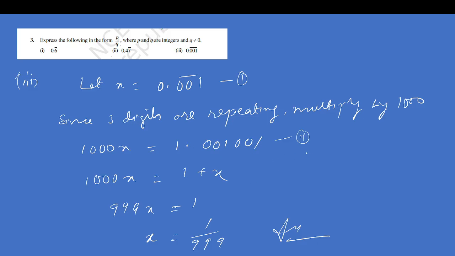Now again subtract. 1000x less x is equal to 1.001001 less 0.001001. So 999x is equal to 1. x equals 1 upon 999, which is p by q, q not equal to 0. Now, if you keep on solving, it will be quite easy.